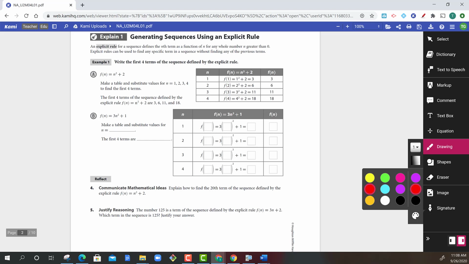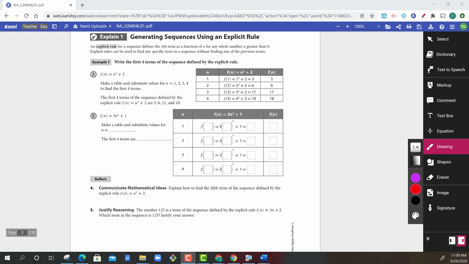So basically what the explicit rule is, it's what we've already been doing so far with functions. It's writing a function rule for the set of data that we already have. I would encourage you to pause the video real quick and look at example 1a and see what they've done there. And here in about 5 seconds, I'll do example B.